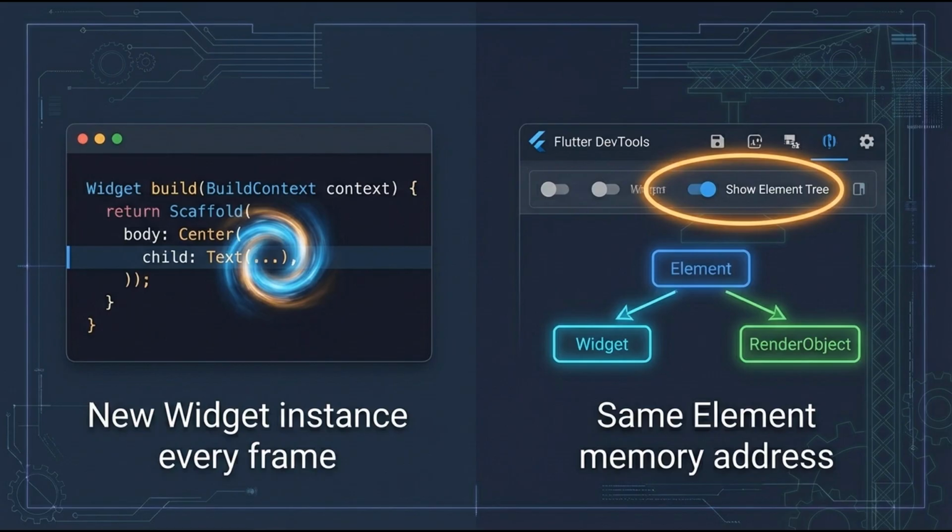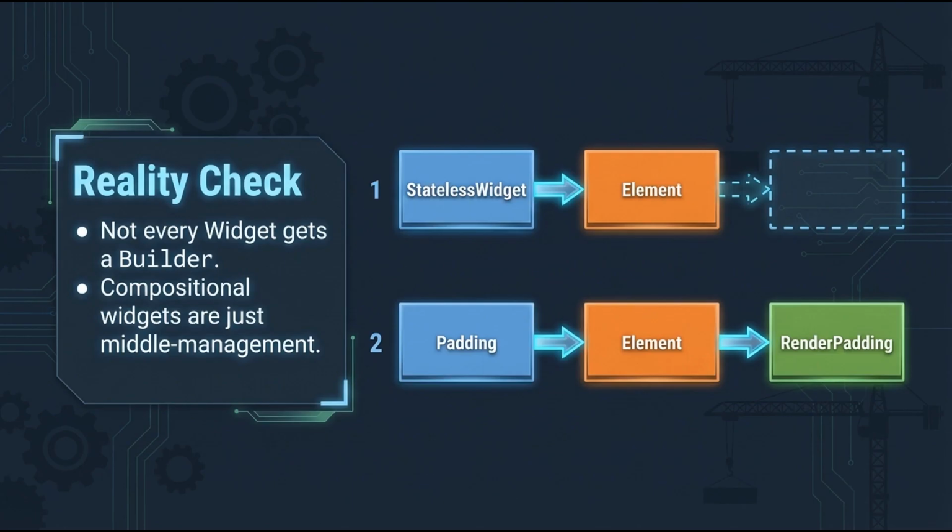Let me prove it. On the left, every time build runs, a completely new widget instance is created. But on the right, in Flutter DevTools, toggle Show Element Tree, you'll see the element has the same memory address across rebuilds. New widget instance every frame, same element memory address. That's why state survives.